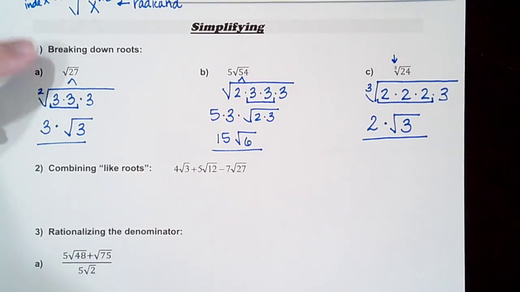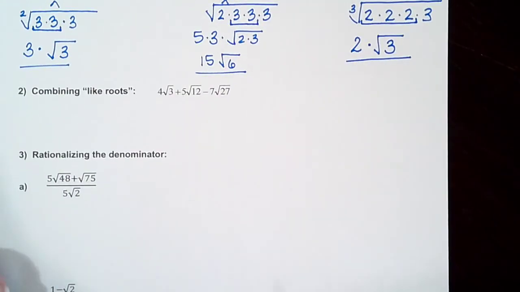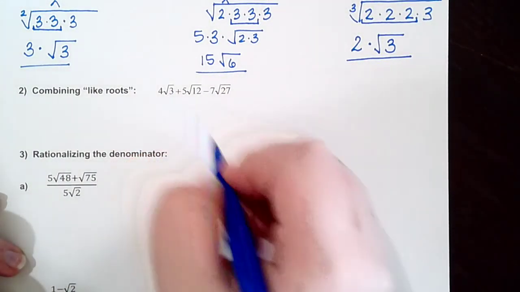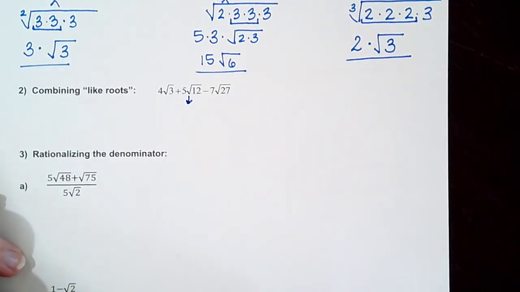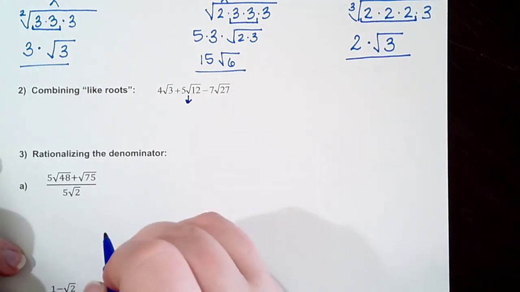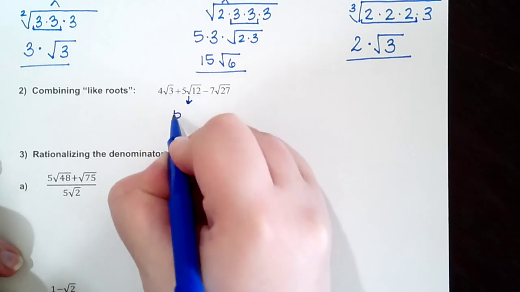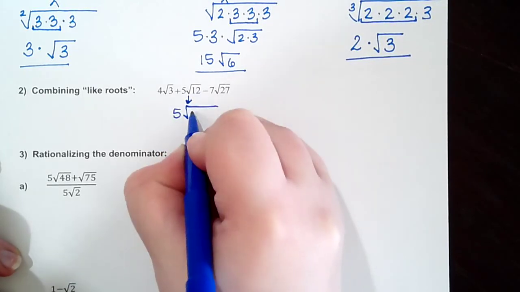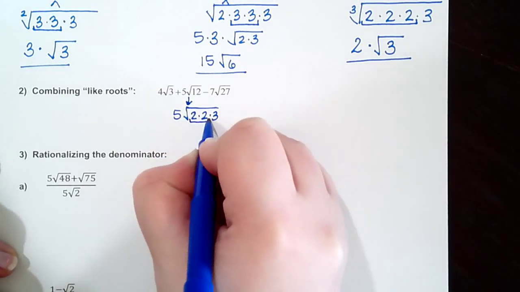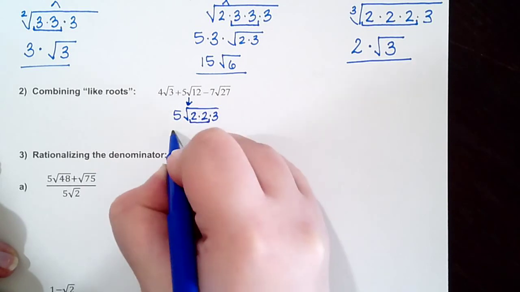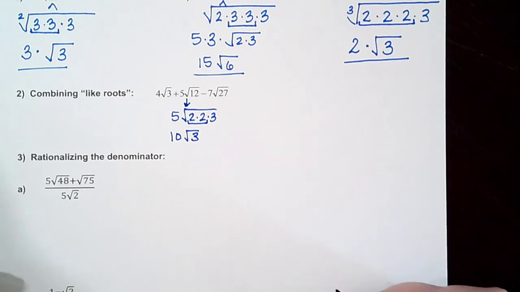However, if we take our simplification from this first one and make all of these similar, I bet you we're going to find some of those like roots that would make this problem easier. So the way that I'm going to do this is I can't break down 4 times the square root of 3. But I can break down 5 times the square root of 12. And the way that I'm going to do that is by simplifying as I did before. 12 is the same thing as 2 times 2 times 3. It's a square root, so I take the 2 out to the front. 2 times 5 is 10 root 3. There is a like root that I can now work with.